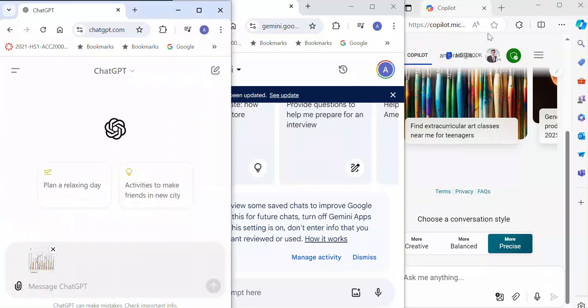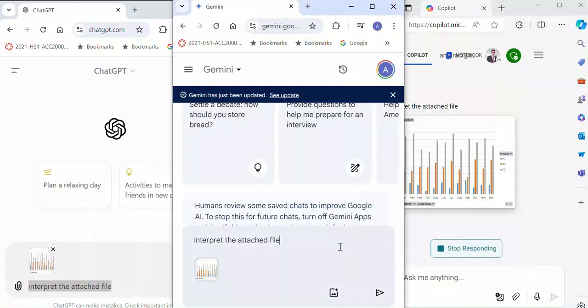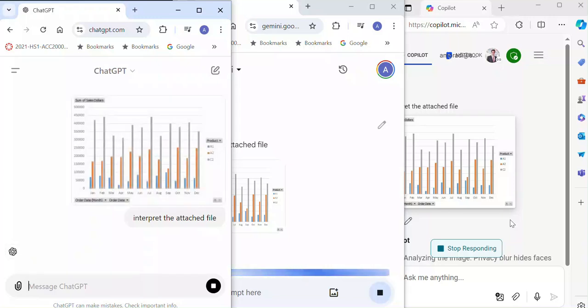Now let's just also add this to each tool, and then we ask them to interpret, and also we can compare their speed as well. Now they're all ready to go, and with a bit of delay we can see which one does the task quicker. Basically the task is simply interpret the file. We didn't mention whether it's a chart or what.